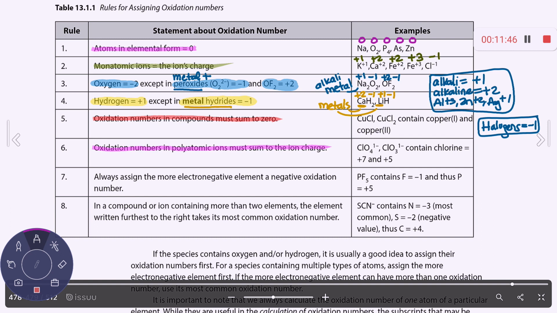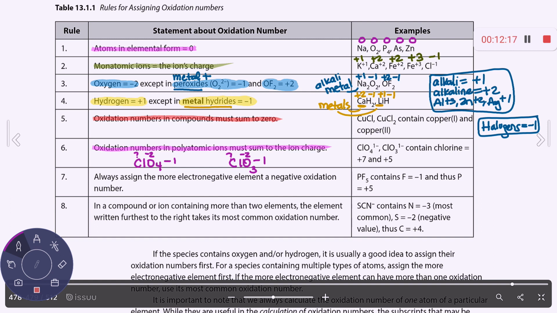So let's do these 2 examples, and I'm going to write these out for you. They gave us ClO4 -1 and ClO3 -1. You always start by assigning what you know. You know that O is a -2. So we're going to write a -2 here above the O's. Do I have you so far? Okay. Then we're going to calculate the chlorine in each one.